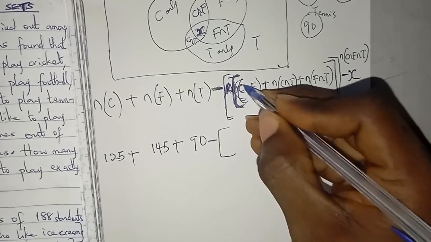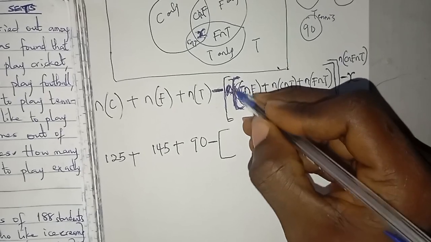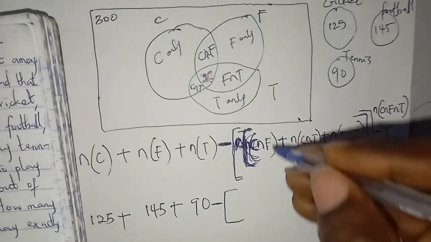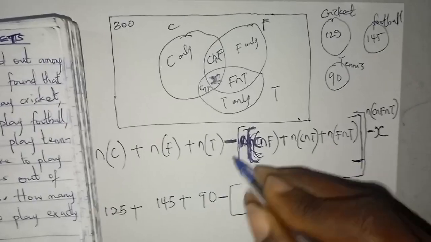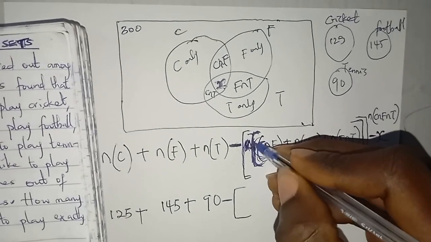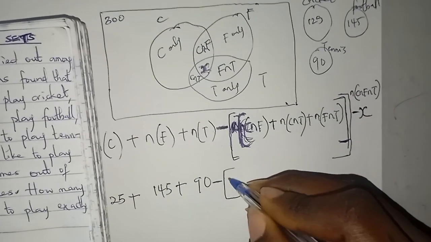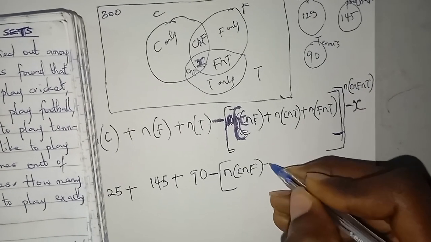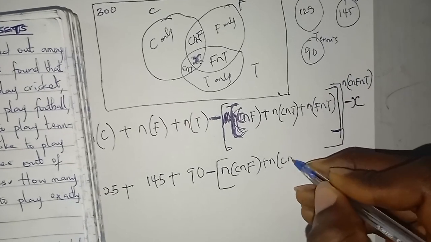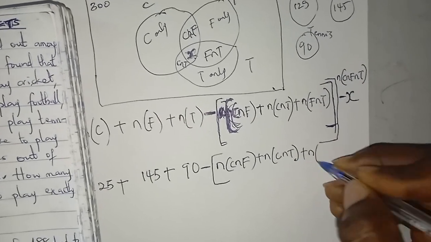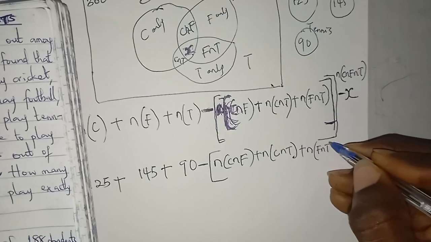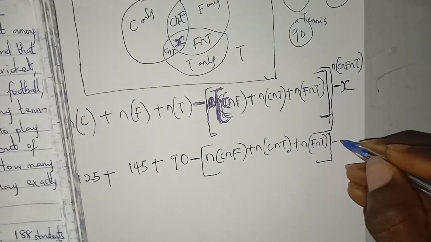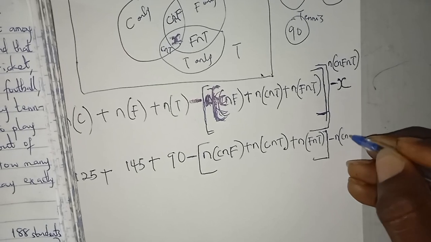Then that is the number of people that played cricket and football. That's what this thing means. So this intersection that is outside, because if you see it outside, it will look as if it's dancing everything. It simply means, let me write it, minus the number of people that played cricket and football, plus the number of people that played cricket and tennis, plus the number of people that played football and tennis, then minus the number that played the three.